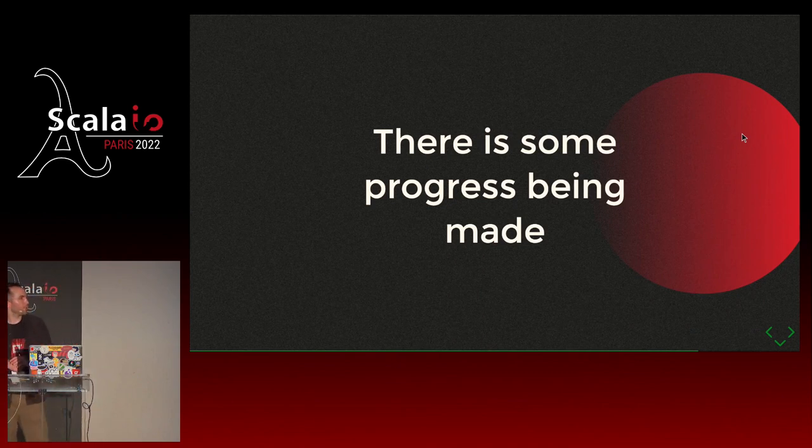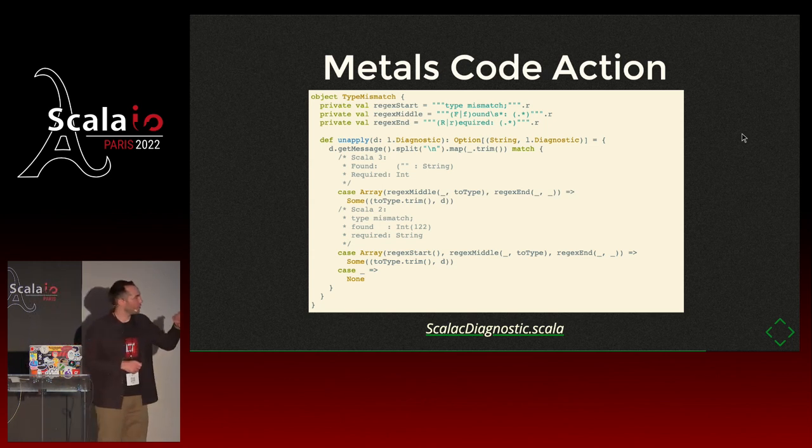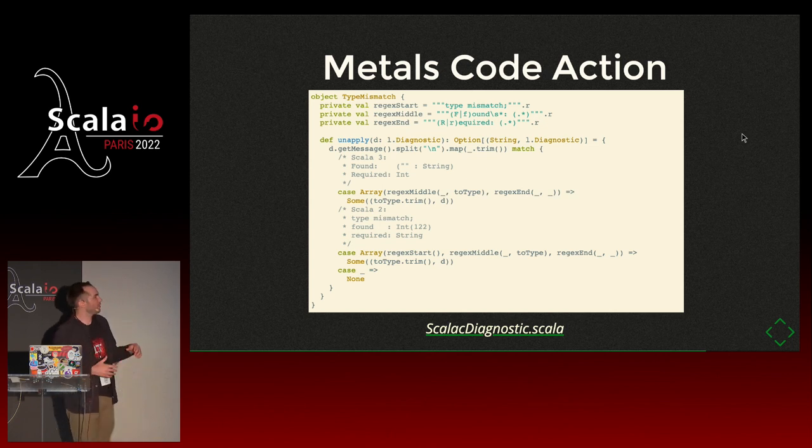Okay, but there is some progress being made here. We went through a whole bunch of other stuff, and at that point you might be thinking, oh, Rust is so much better, all this stuff. But that's not necessarily true. We want to look at actual use cases for this, right? Because theoretically, maybe we can see Rust has all this cool stuff that it's doing, but what use is it actually? And this is part of the Metals code base where we have a refactoring where you have a return type that's maybe int, but you found a string.